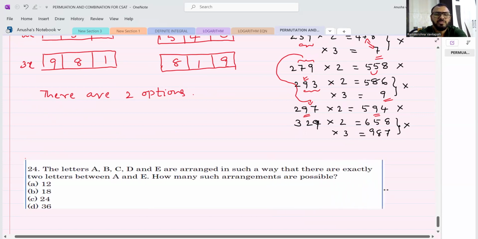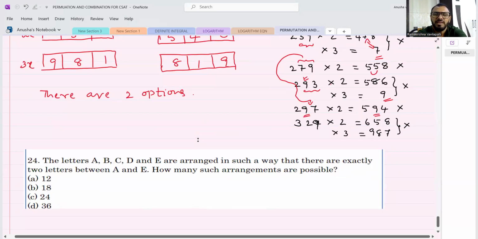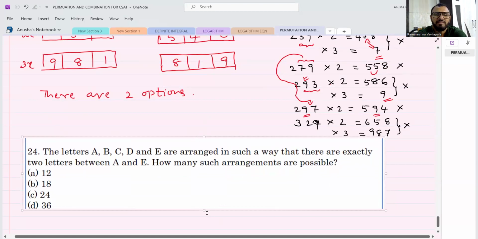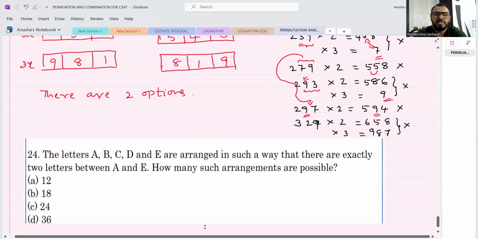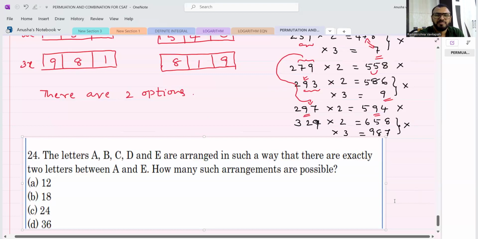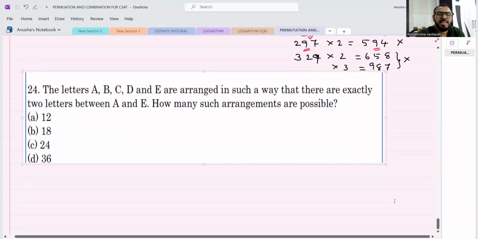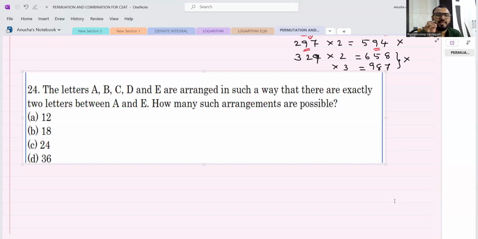This is also a very nice question. It does not require any higher level formulas, only basic logic is required. Letters A, B, C, D, E are arranged in such a way that there are exactly two letters between A and E. How many such arrangements are possible?